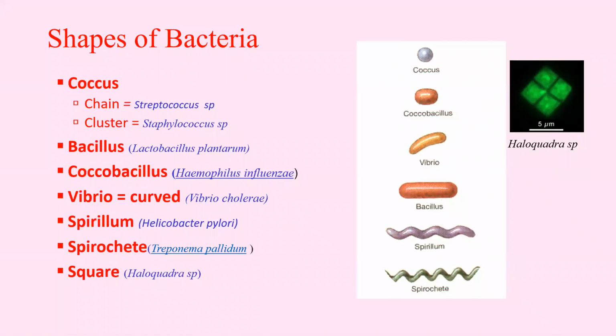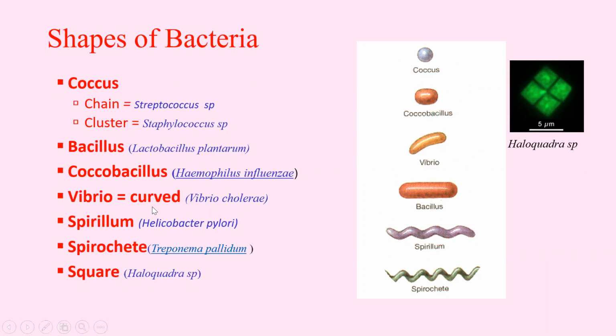Regarding the shapes of bacteria, we can see the coccus, the spherical or round-shaped bacteria. If they remain in a chain, that's a streptococcus, and in a cluster, staphylococcus. Bacillus are the rod-shaped bacteria. The common examples are Lactobacillus, Bacillus megaterium, and so on. Coccobacillus means they remain between the coccus and bacillus. The common example is Haemophilus influenzae.